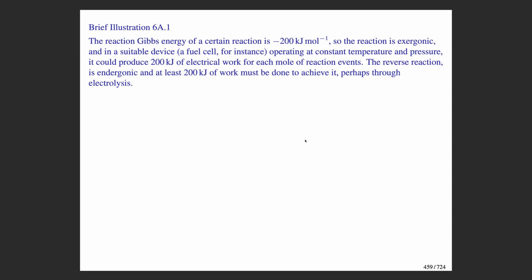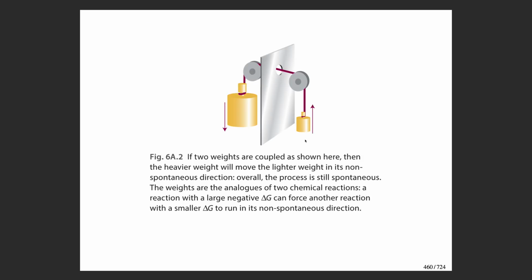And so this highlights the minimum-maximum interpretation of delta G. In the spontaneous direction, delta G represents the maximum amount of work that you can get. However, in the reverse direction, delta G represents the minimum amount of work that you would have to do in order to get that reaction to occur. And that's highlighted here in this figure to some extent.